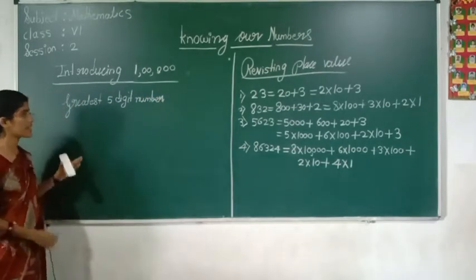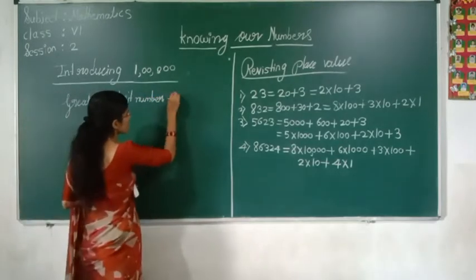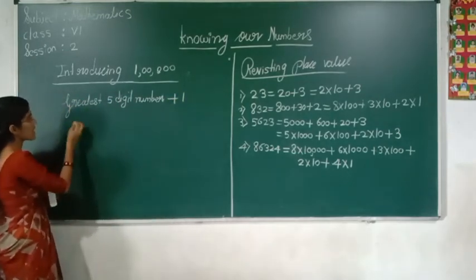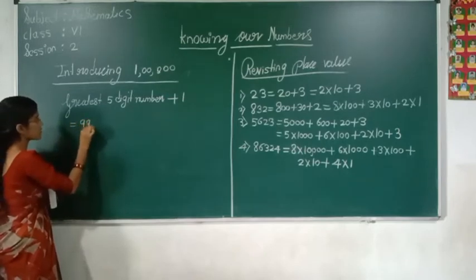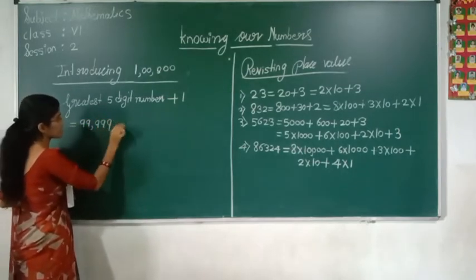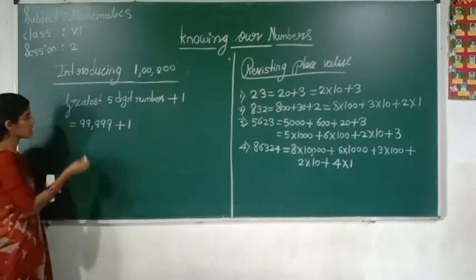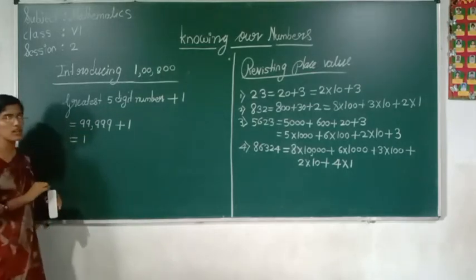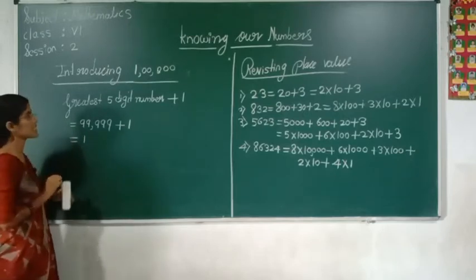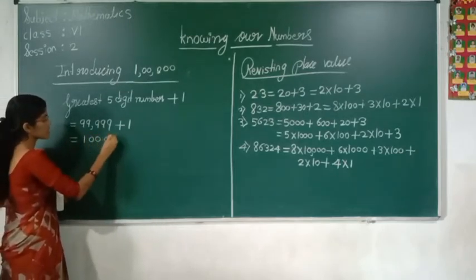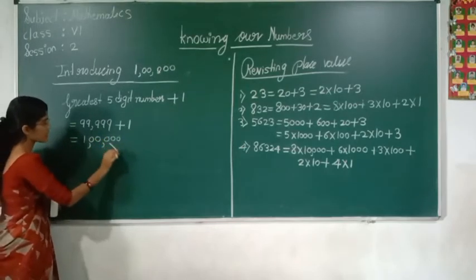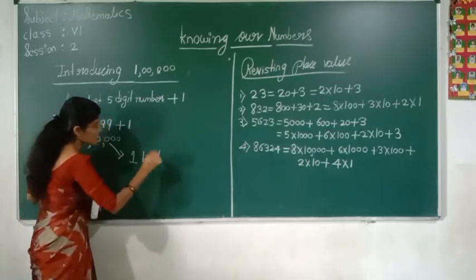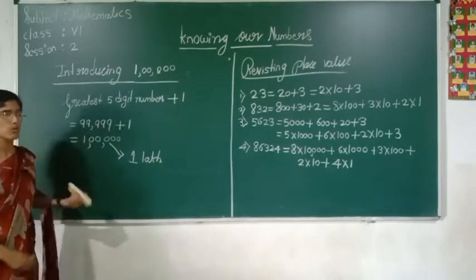If you take a greatest 5-digit number plus 1, what will we get? Now see, the greatest 5-digit number is 99,999. Plus 1, I am going to get a smallest 6-digit number. This number is nothing but 1 lakh.